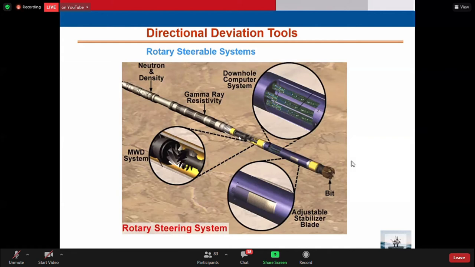MWD means measurement while drilling. It's a measurement or survey for measuring all features of the drilling direction. It measures the inclination, the azimuth, the true vertical depth, and more. It provides real time transfer of the data from downhole to the surface through mud pulses. And this system allows rotation of the whole string and transmits the direction data in real time.